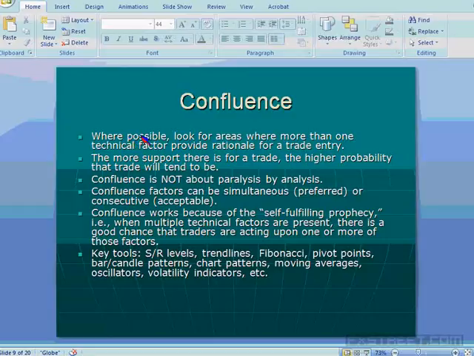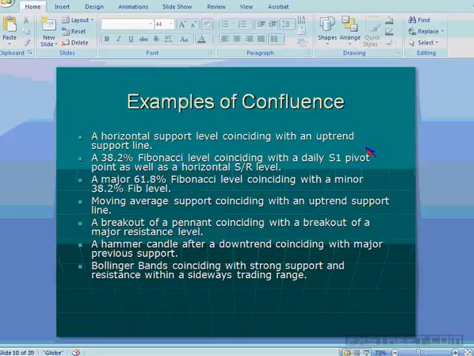Okay, Confluence. I talk about Confluence a lot. Very quickly, I know a lot of you have heard about this. When you're talking about this, you're just looking for areas where more than one technical factor provides rationale for a trade entry. And I'll show you that on my charts in a minute. The more support there is for a trade, the higher probability that trade will tend to be. So, for example, you've got a horizontal support level coinciding with an uptrend support line. You see that very often, okay? If those come together, then perhaps there will be a bounce, okay? Or if there's a breakout, that breakout should be strong because it's breaking out below 2 different support factors, okay?